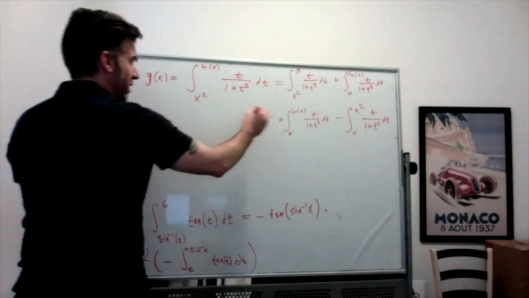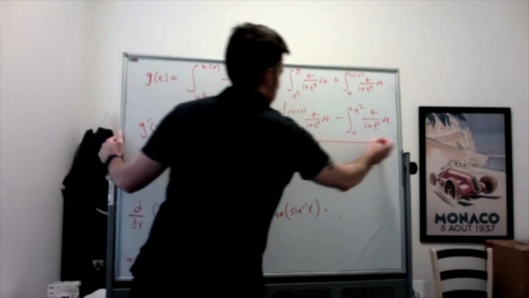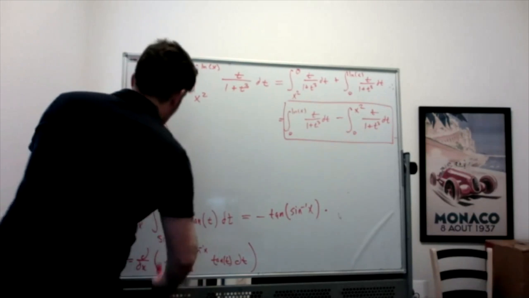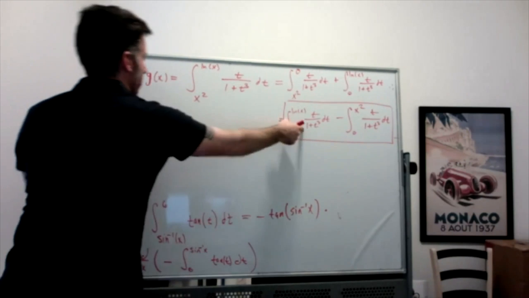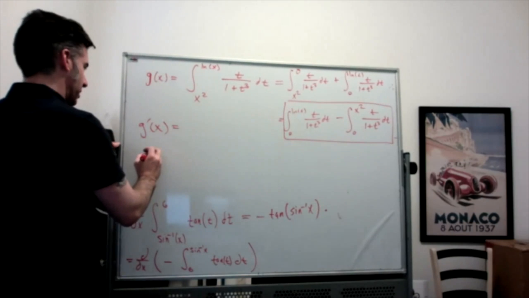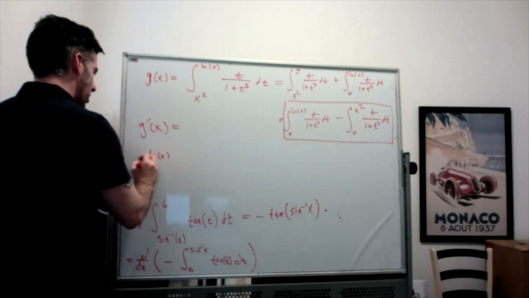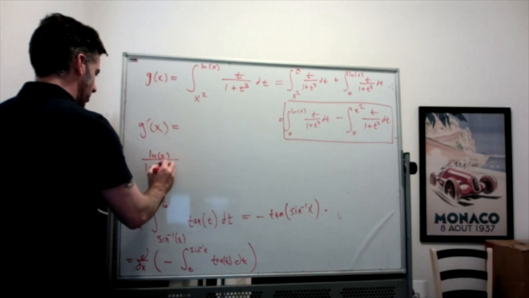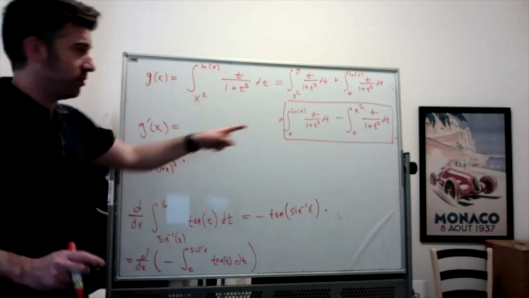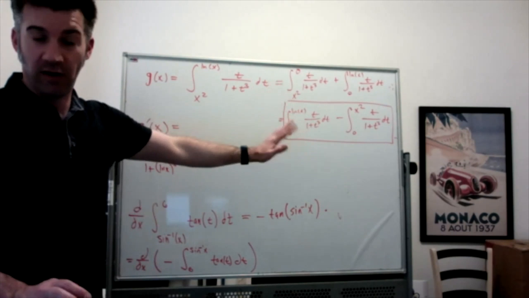When I take the derivative of this, I'm just going to use my usual rule. For the first one, I'm going to plug in the function, the natural log of x. I'm going to get the natural log of x over 1 plus the natural log of x quantity cubed. You have to plug this in for every instance of your variable t.